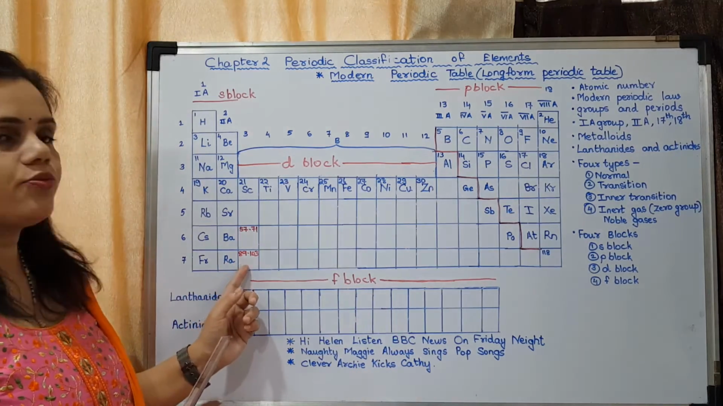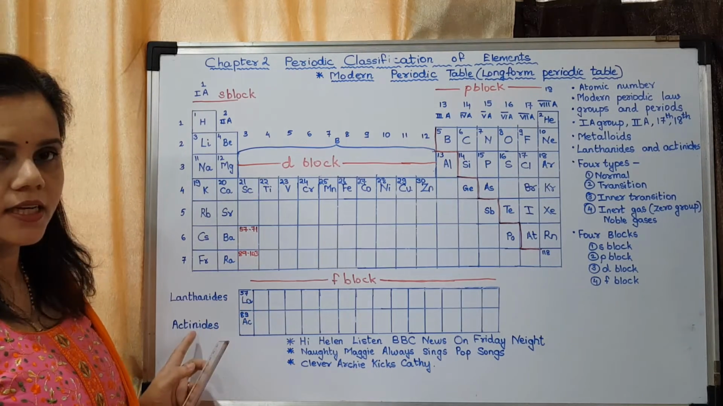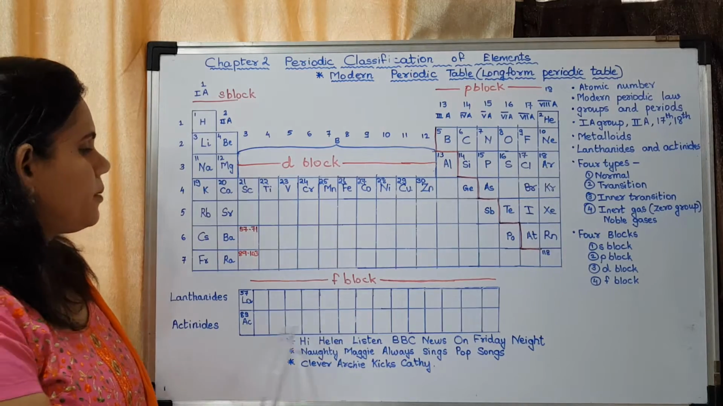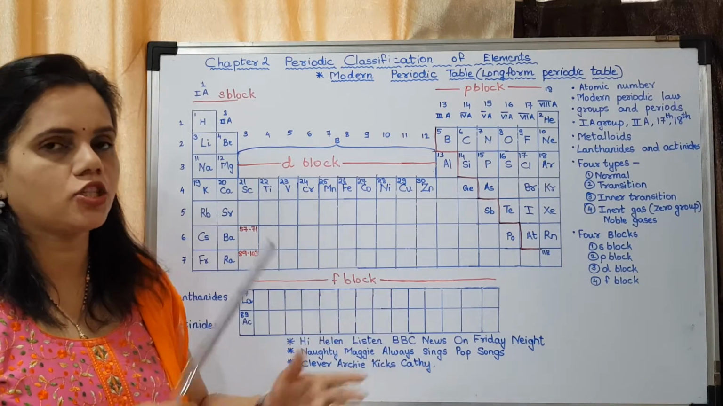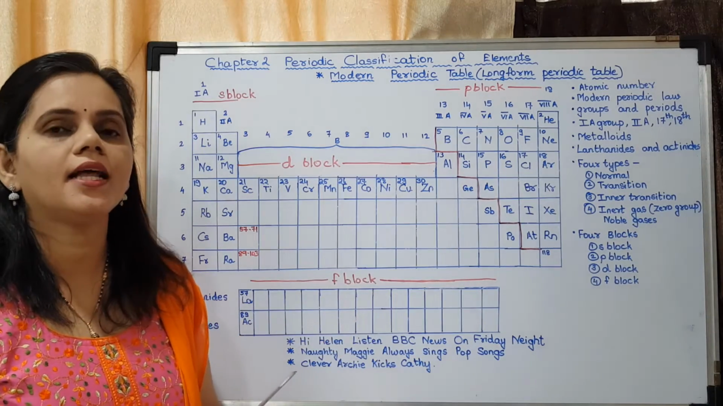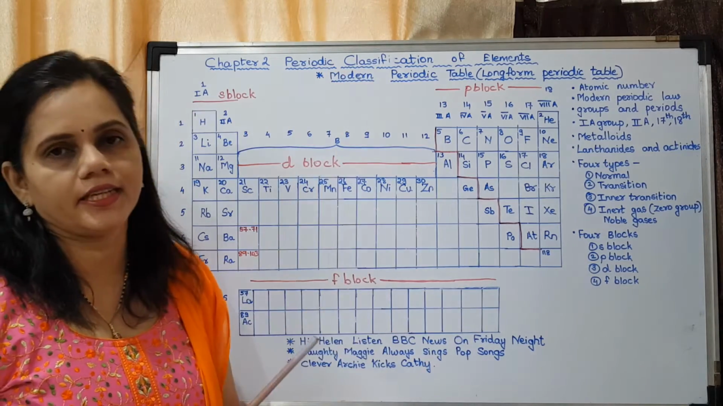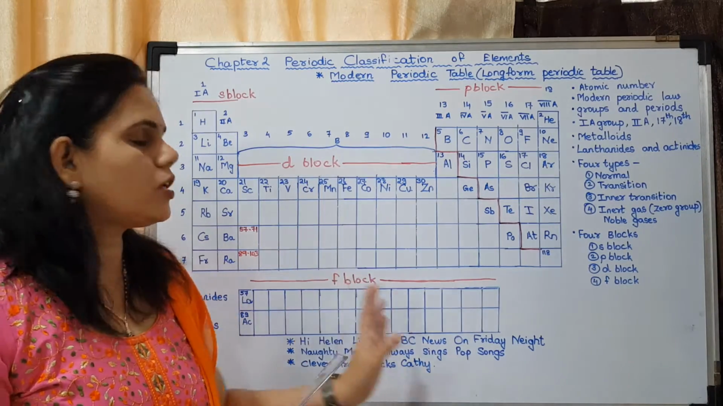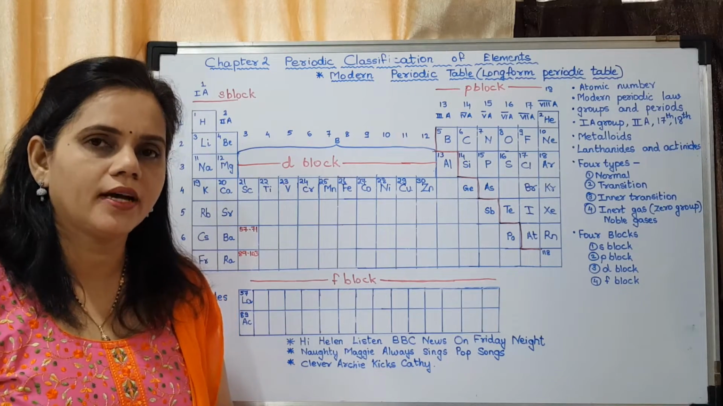The elements from 89 to 103 are actinides. The actinides are also placed towards the bottom of the periodic table. They are placed separately below the periodic table as they have different properties compared to the other elements. Most of them are radioactive. Hope you have understood.